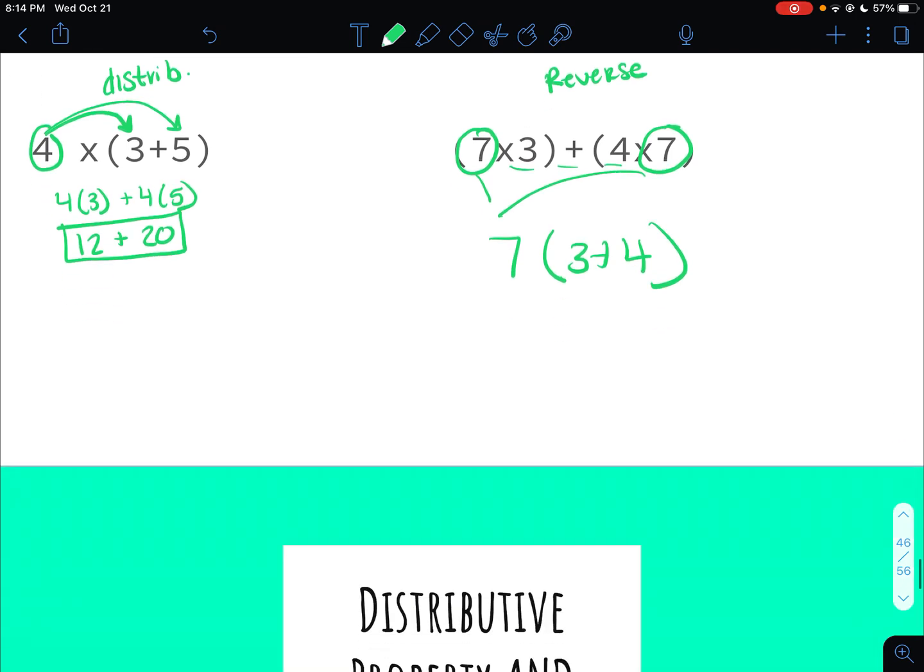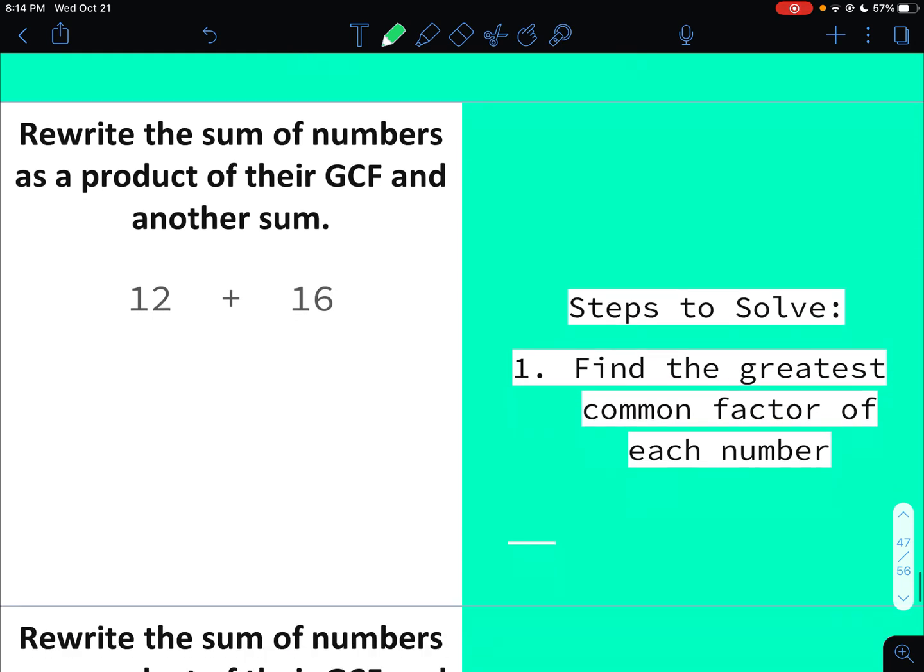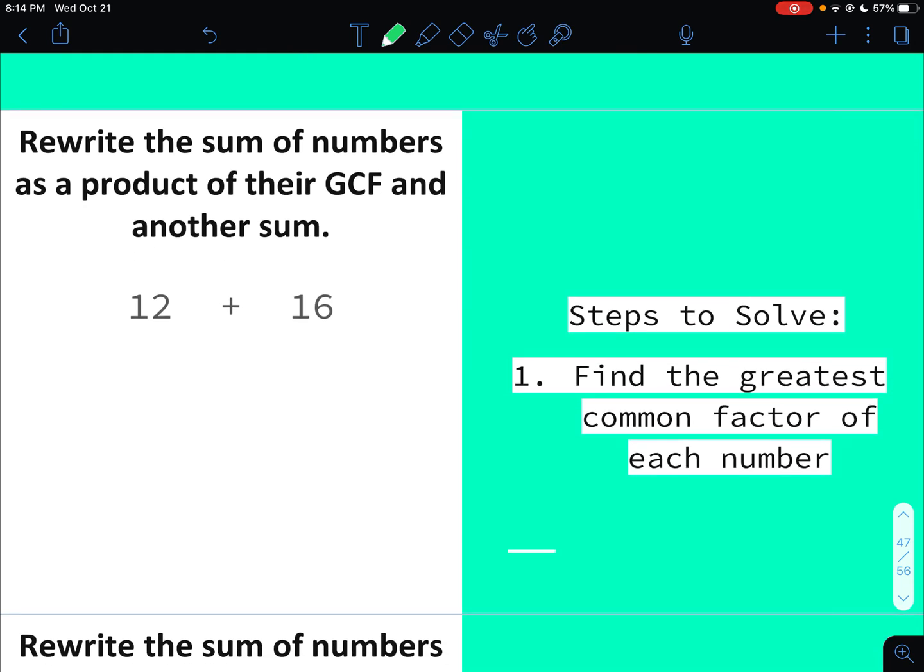Okay? So all of these are in your notes. So following along in your notes with me, please. So just like I said Wednesday, where the greatest common factor is weird because we're doing it a different way than your brain wants to do it, same thing's going to happen today. Okay? So I'm going to give you a sum or 2 numbers being added together. And I want you to rewrite that sum as a product of their greatest common factor and another sum.